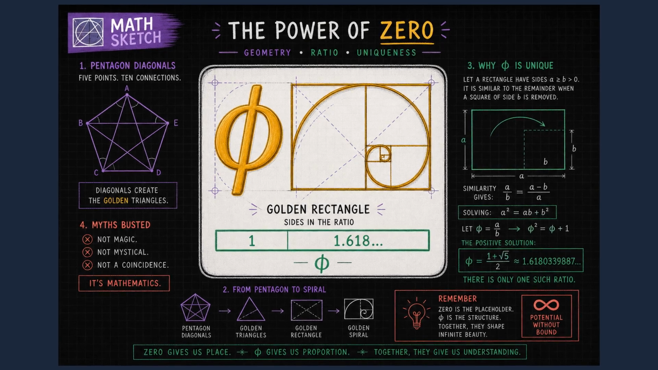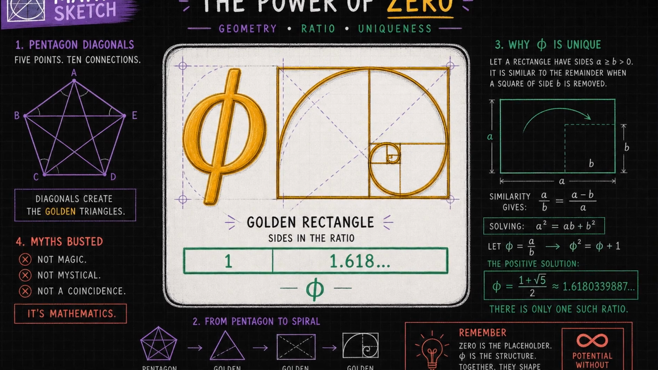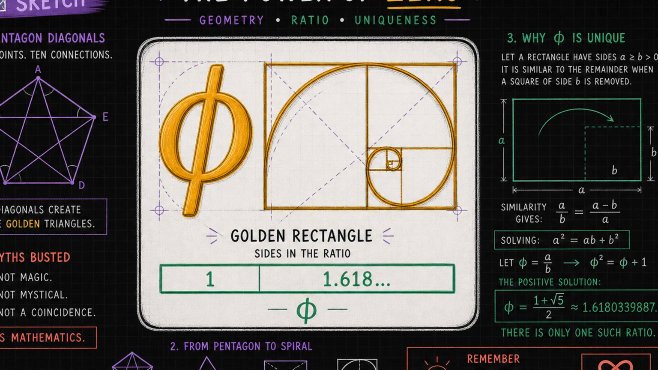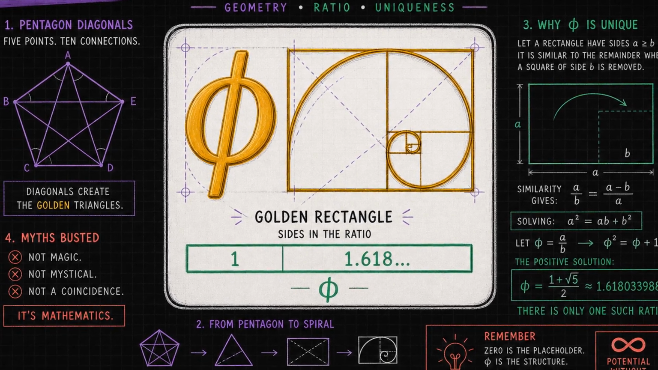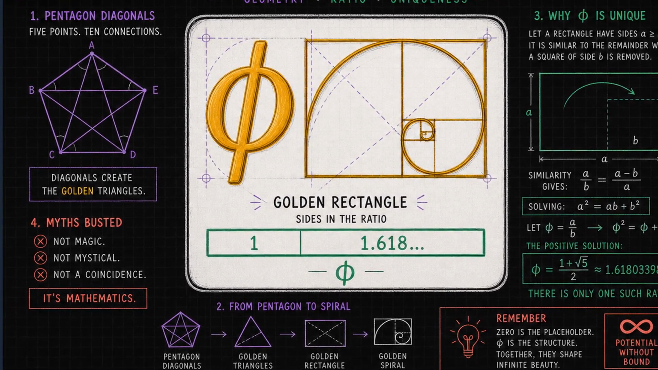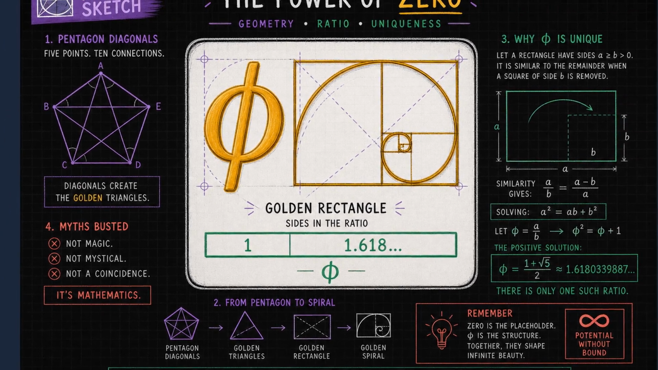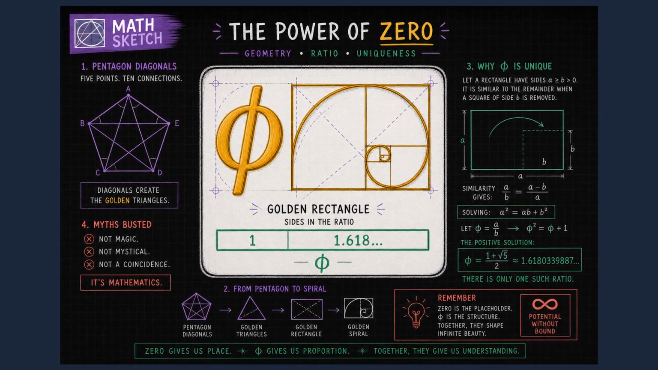Meet phi, about 1.618. Greeks called it the extreme and mean ratio. Renaissance artists called it divine proportion. Today it is the golden ratio. It shows up in pentagons, star diagrams, and certain rectangles, not because someone sprinkled magic dust, but because of a precise geometric rule. What is that rule, and why is phi the only number that satisfies it?